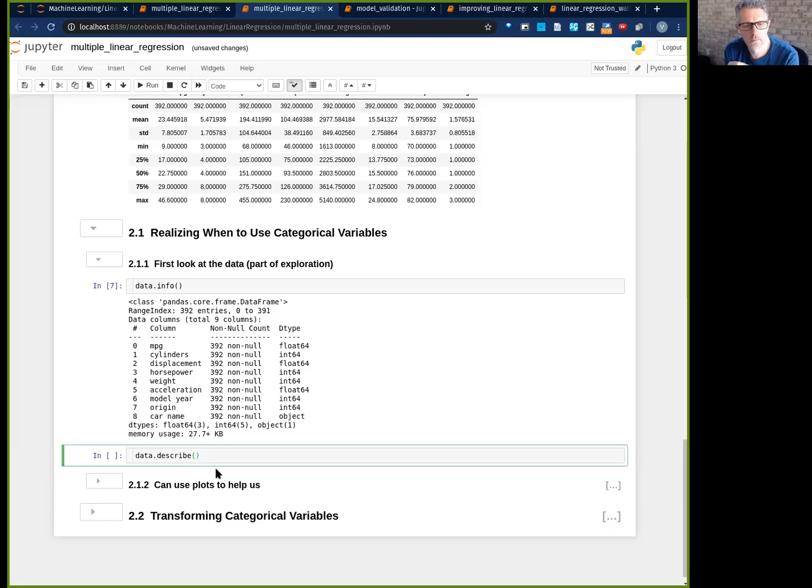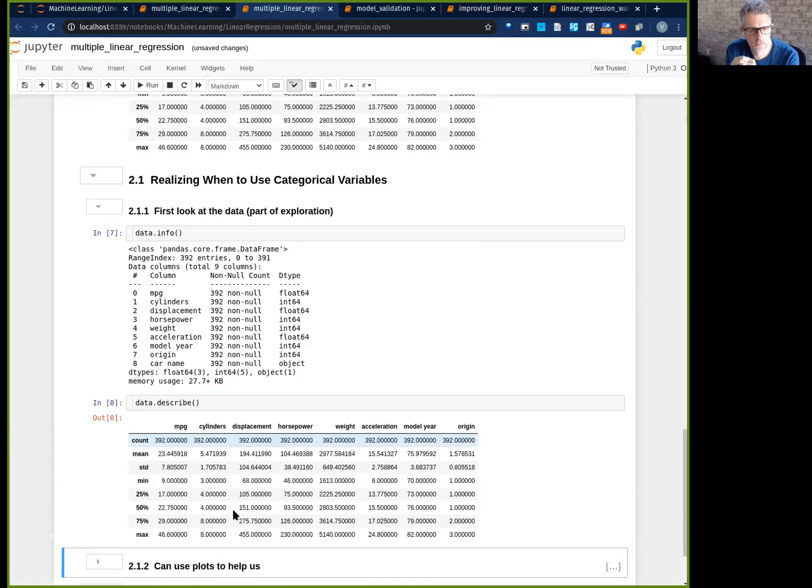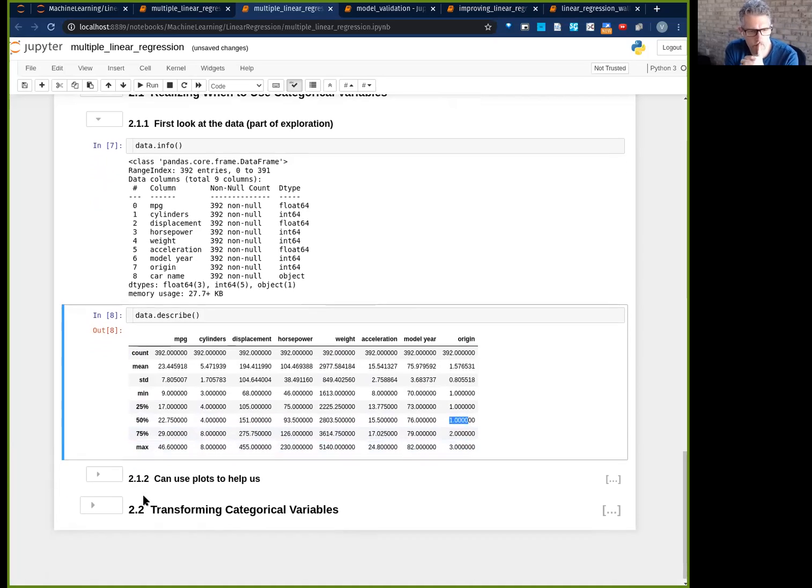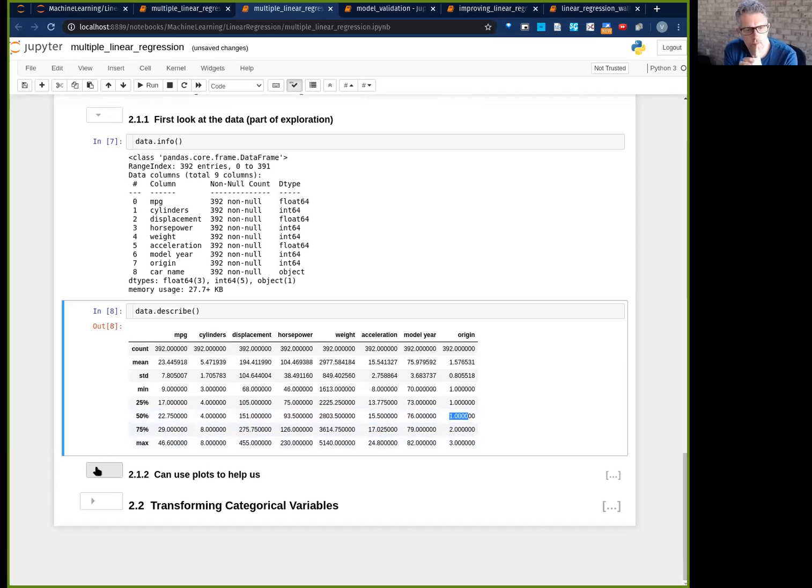Okay, and of course we have data.describe, and with that we can look at a little bit of the spread of the data, for example the minimum, the maximum, and these different quartiles. So this gives you an idea of what these values hang around. Okay, that's the very initial spot.